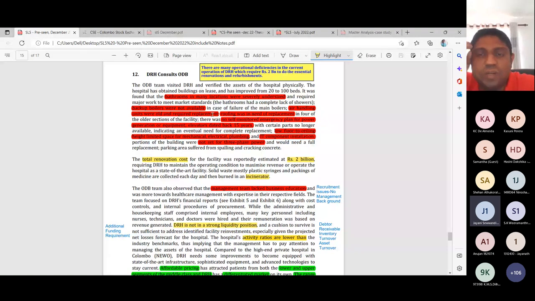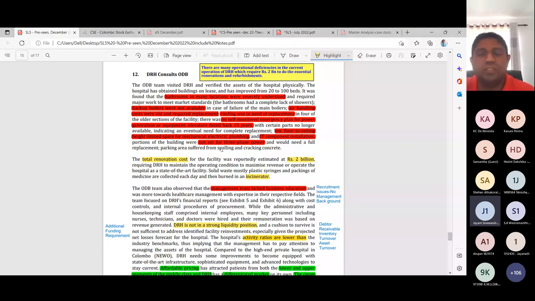There was no self-monitored emergency van for power generation equipment aged 15 years. A certain part no longer available indicated even a need for complete replacement. Low floor-to-ceiling height limited space for mechanical, electrical, plumbing and IT component installation. Portions of the building were not set for three-phase power and would need a full replacement. Parking area, support forms, spalling and cracking concrete. So these are issues actually, right? They are highlighting due diligence analysis, right? The total renovation cost for the facility was reportedly estimated at 2 billion. See, 2 billion is required for renovation purposes.